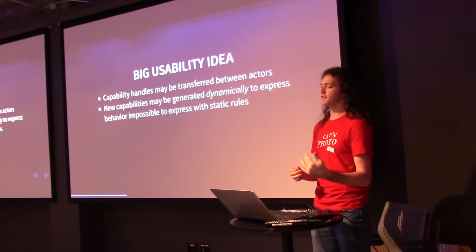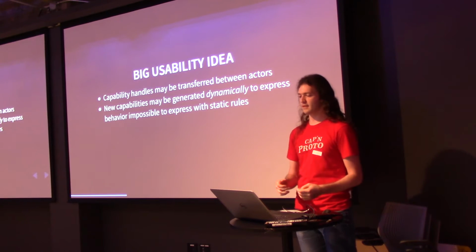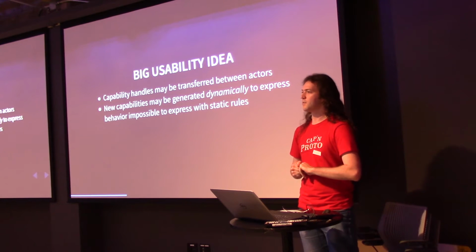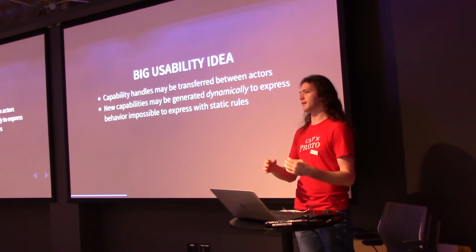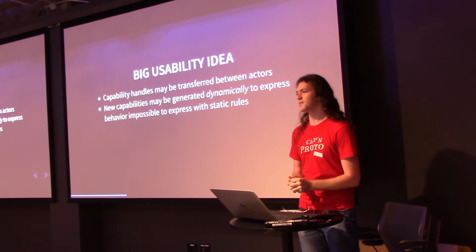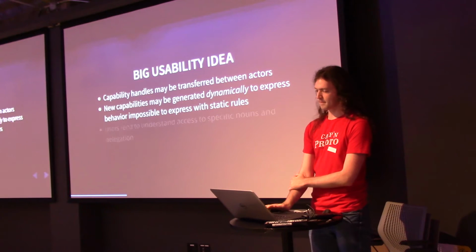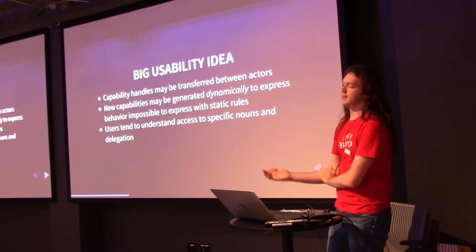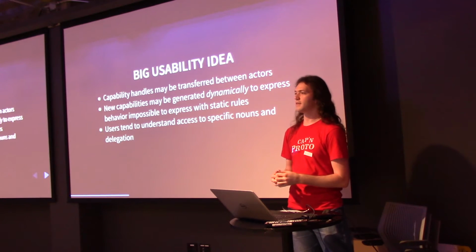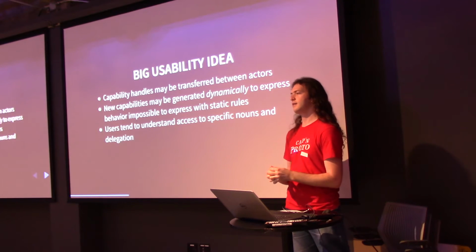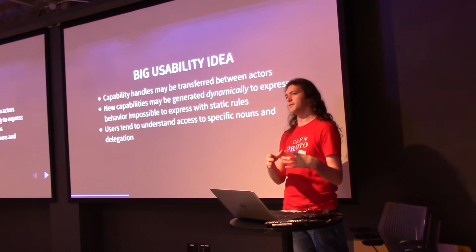So if your system doesn't support delegation, then people will work around it. If you have a system where you can't modify access controls, then people will work around it by copying the content of whatever it is that they wish they could share. And users tend to understand what it means to share a thing that they have access to. So capability-based systems make the system model match the user's mental model of how a thing is supposed to work.